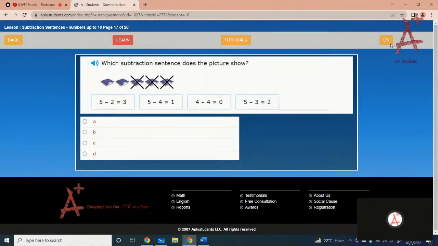Okay, the next one is, which subtraction sentence does the picture show? So you have 1, 2, 3, 4, 5. In total, you have 5 books, and out of the 5, how many of them are crossed out? 1, 2, 3, 3 of them are crossed out. So 5 take away 3 is the ones that are not crossed out. So 2 of them are, yes, it is D. Very good. Select the correct option and click on the OK button.